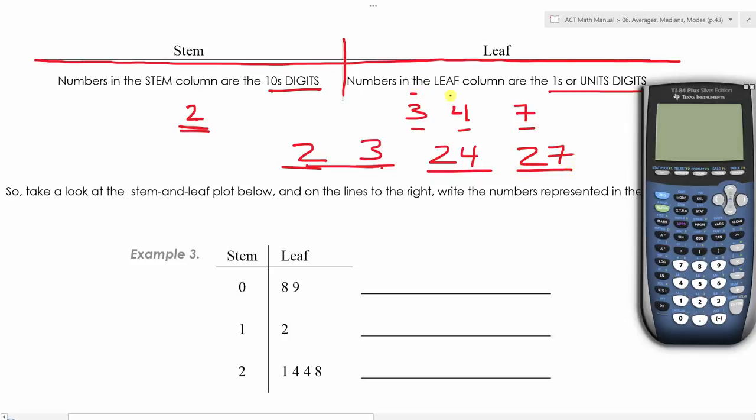So if you see multiple numbers in the leaf column, they each need to be paired with the 2 tens digit in the stem column. Now, keep in mind, we are not talking about multiplication here. This is not 2 times 3 or 2 times 4 or 2 times 7. We're talking about a 2-digit number where the tens digit is a 2, the ones or units digit is a 3, another 2-digit number where the tens digit is a 2 and the ones digit is a 4, and so on and so forth.